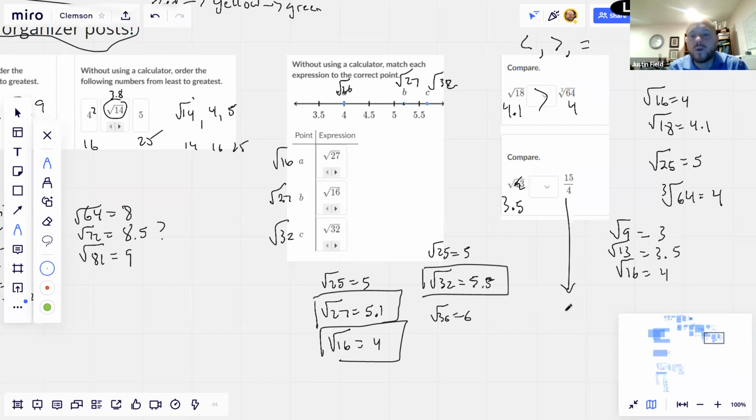Got to use my week 1 skills here. Do some long division with the denominator on the outside. 4 goes into 15 3 times. Subtract, bring down a 0. 4 goes into 30 7 times. 28, subtract, 2, bring down the 0, and 5. So this is 3.75. So I'm going to say greater.